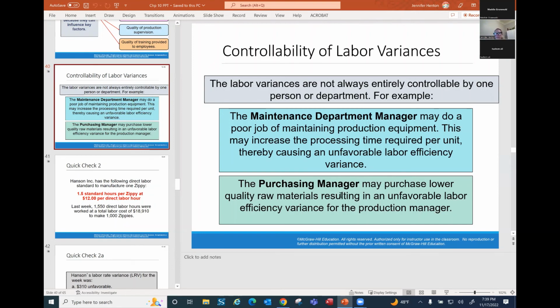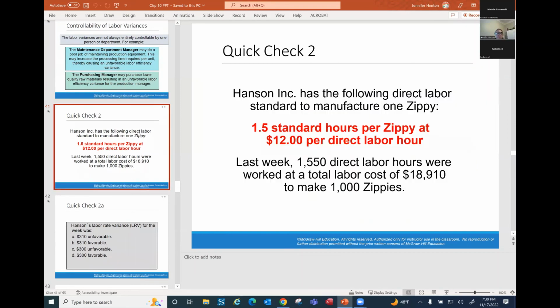And then we have the purchasing manager, who may purchase low quality raw materials, resulting in unfavorable labor efficiency variances for the production manager because they're not buying good quality products. And it may take a little longer, it may take more to get the job done.